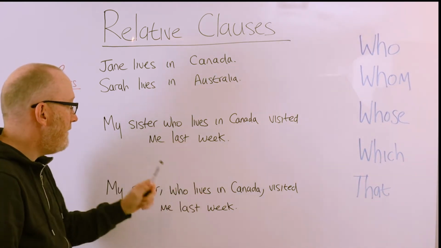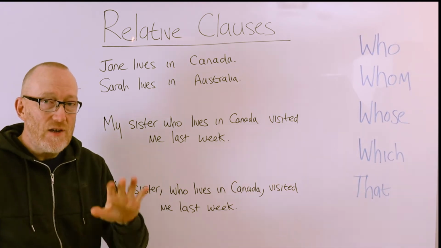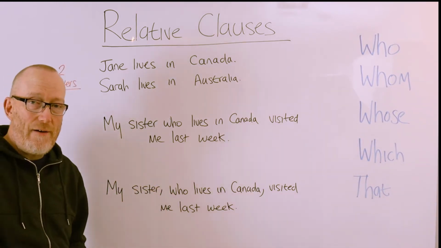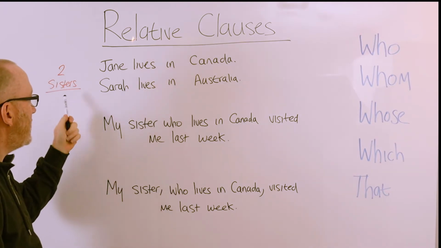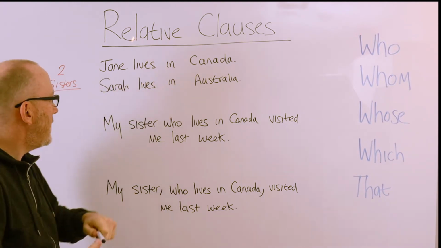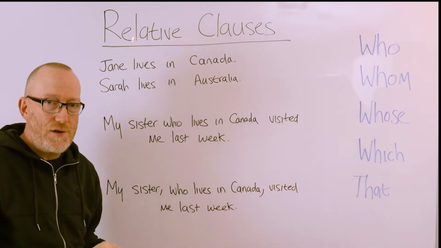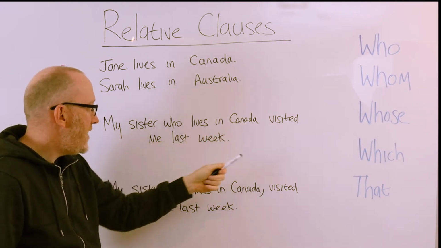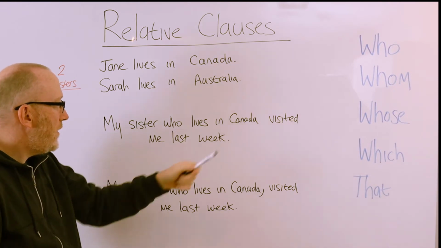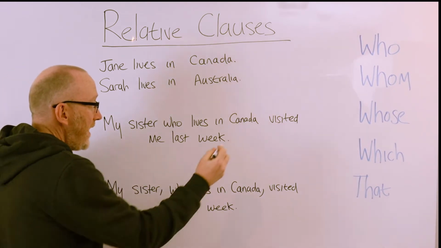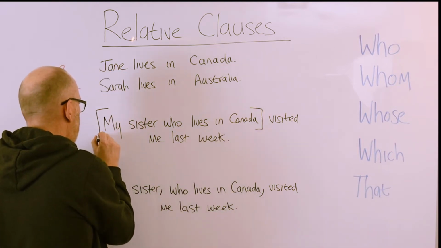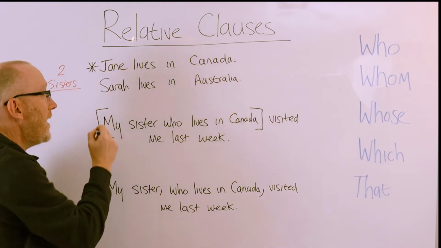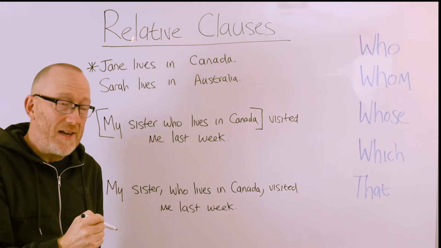My sister who lives in Canada visited me last week. Now, for the purposes of this scenario, I want you to understand that I have two sisters. So I have my sister Jane, who lives in Canada, and I have my sister Sarah, who lives in Australia. So in the first sentence, my sister who lives in Canada visited me last week. In this case, we're talking about my sister Jane because she is my sister who lives in Canada.